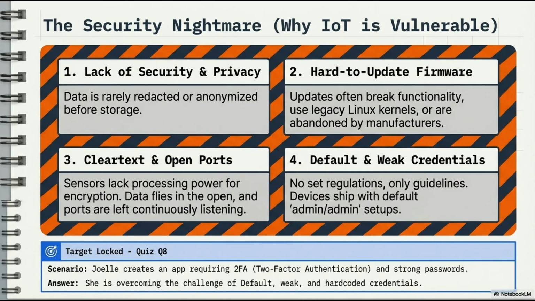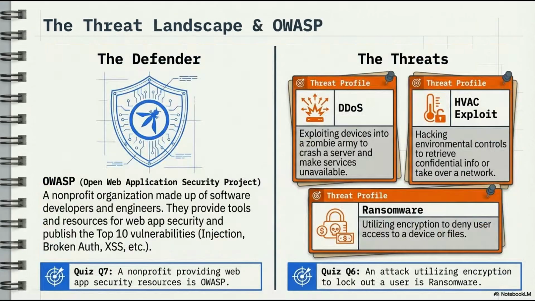The scenario. Joelle creates an app requiring 2FA and strong passwords. She is overcoming the challenge of default, weak, and hard-coded credentials. Exactly. Moving to slide 9. The threat landscape, and OWASP is the defender here, the Open Web Application Security Project. They're a nonprofit of developers publishing the top 10 vulnerabilities, like injection or broken auth.